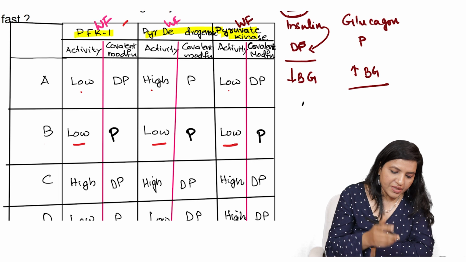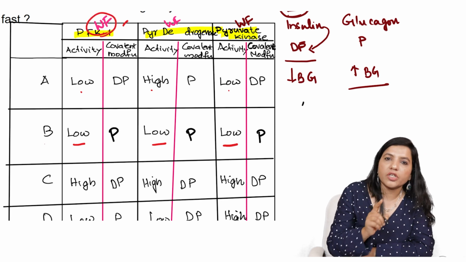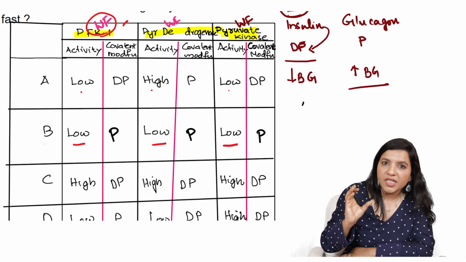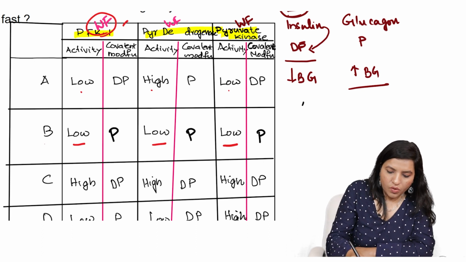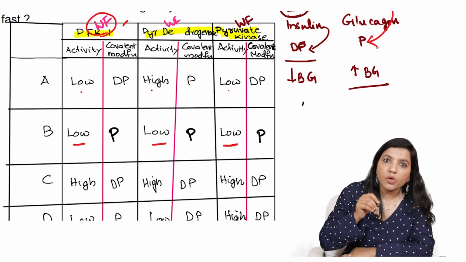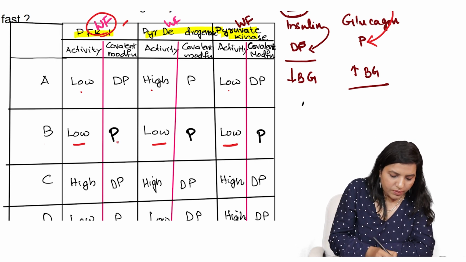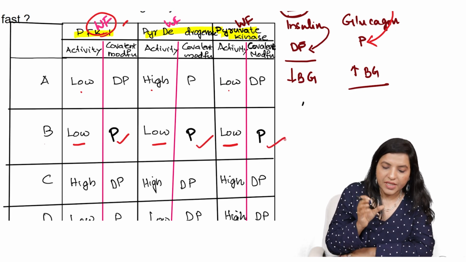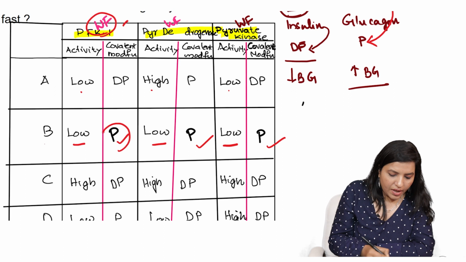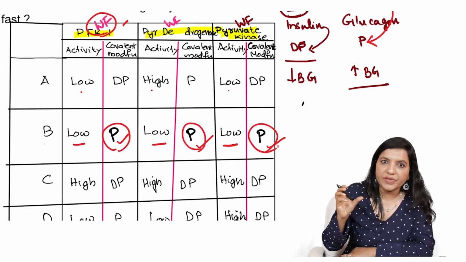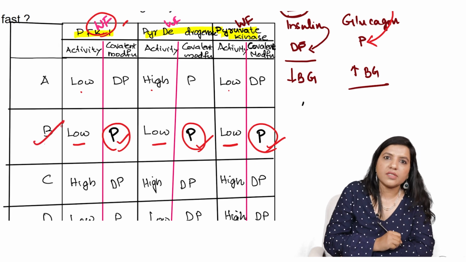In this particular case, the person is in the fasting stage. In the stage of fasting, we know that all the enzymes will be in the phosphorylated state. So, the covalent modification here is phosphorylation. P stands for phosphorylated. In this state you can see all these enzymes are in the phosphorylated state, hence they are all in the low activity state. So, the answer here is B.